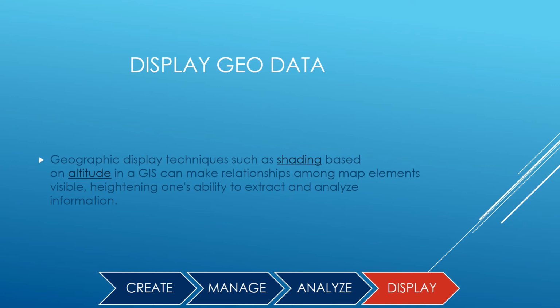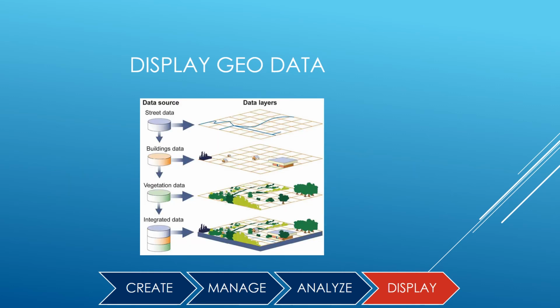Geographic display techniques such as shading based on altitude in a GIS can make relationships among map elements visible, heightening one's ability to extract and analyze information. Here is an example of a geomap display. It is an integrated dataset of street data, building data, and vegetation data. We can clearly differentiate them due to the 3D mapping ability of the software.